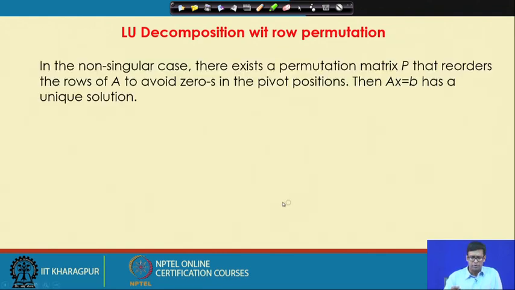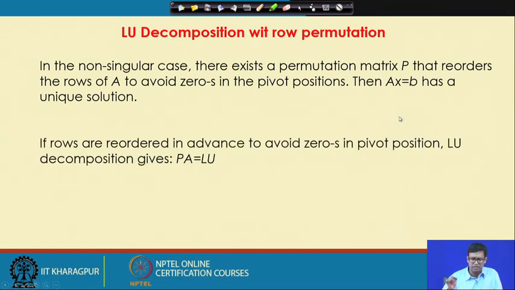Then there can be cases, and we have not looked into the cases where row permutation is needed, where we get a 0 pivot and we have to do a row permutation. In the non-singular case, row permutation is possible. If this is a singular matrix, row permutation is not possible, Gauss elimination will not work, and I cannot write A is equal to LU. But if it is a non-singular case, at a certain stage I can multiply A with a permutation matrix P and still go for an LU decomposition. So, there exists a permutation matrix P that will reorder the rows of A to avoid 0 in the pivot position, and then Ax is equal to b has an LU decomposition.